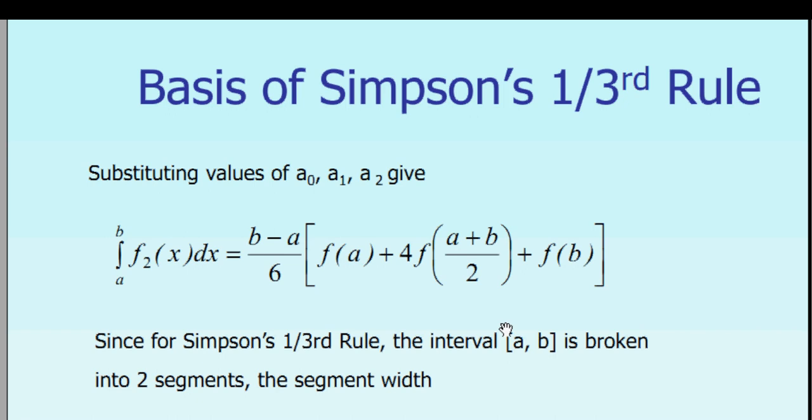Without going into the depth of how this formula came out, if I divide my interval a to b into two segments, then the formula of Simpson's 1/3rd rule will be (b minus a) upon 6 into the value of the function at the initial point, that is f(a), and the value of the function at the final point, that is f(b), plus 4 times the value of the function at the midpoint, that is f((a+b)/2).